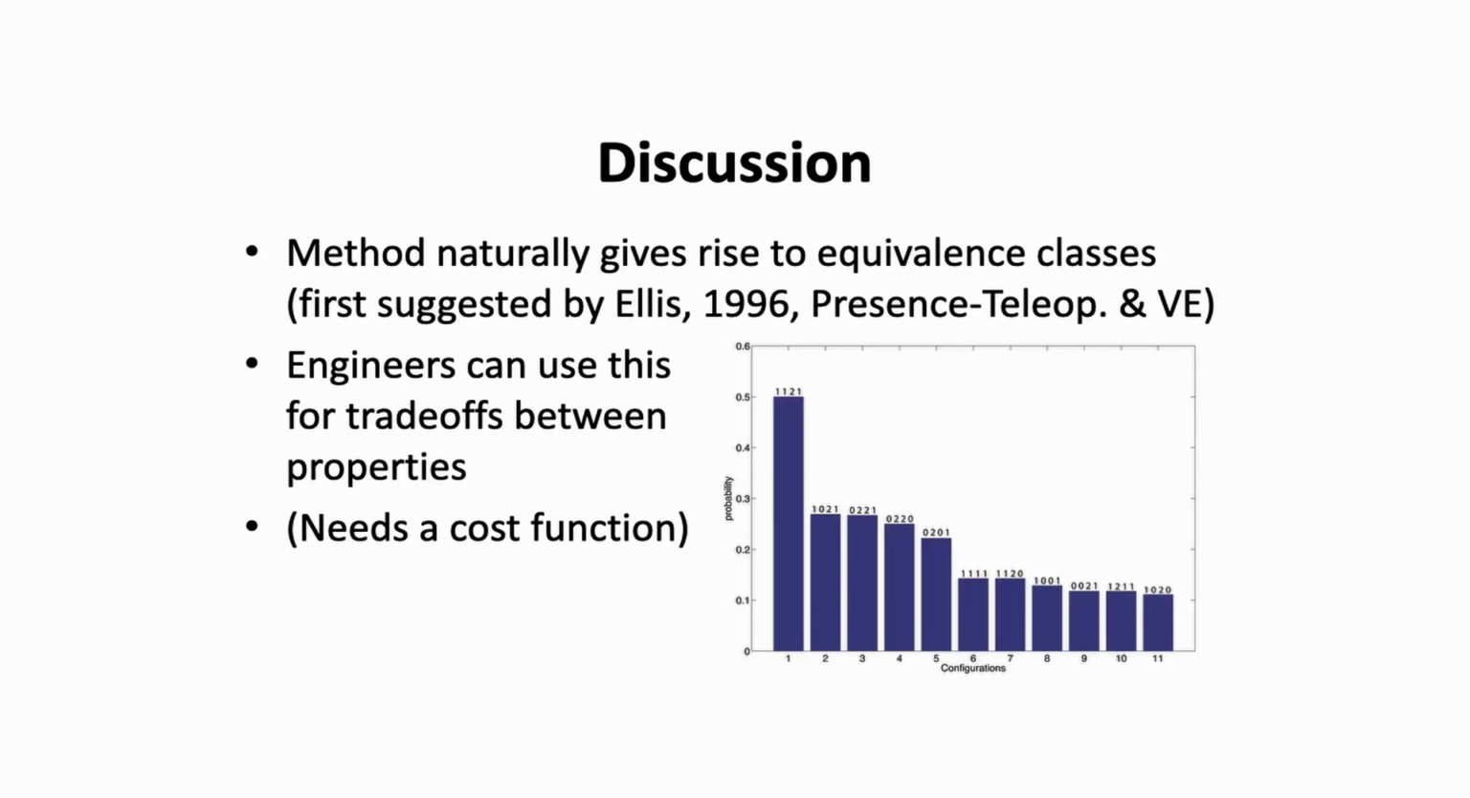It's interesting that this method naturally gives rise to equivalence classes, which are sets of configurations with more or less the same probability. For example, those 4 have more or less the same probability. Those 2, the same probability, roughly, and similarly those. And so what this means is that if this were known to engineers, they could use trade-offs between the different configurations and say, okay, these 4 all have the same probability, more or less, so I'm going to choose the one to implement which is the cheapest one.